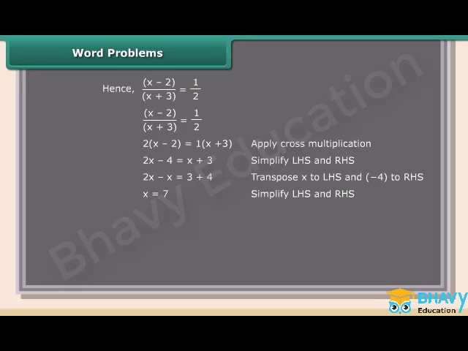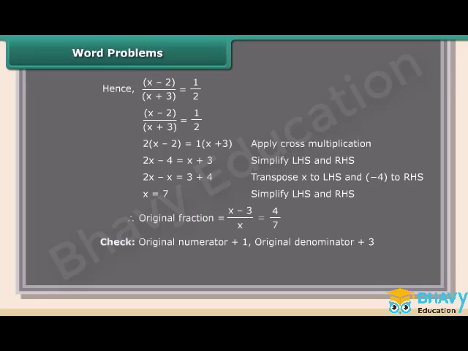Simplify LHS and RHS. Original fraction is equal to (x - 3)/x = 4/7. Check. Original numerator plus 1, original denominator plus 3, which is equal to (4 + 1)/(7 + 3) = 5/10, which equals 1/2, which is correct.